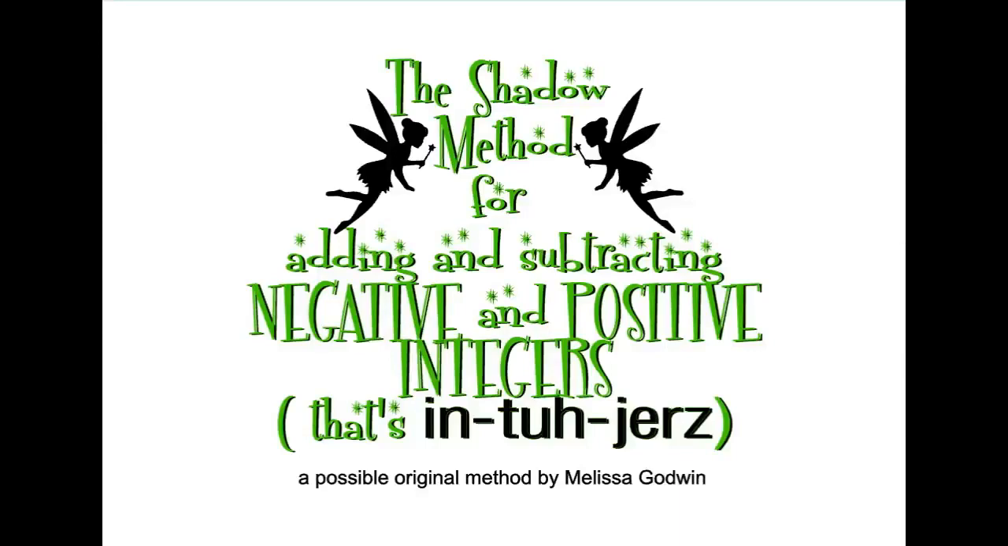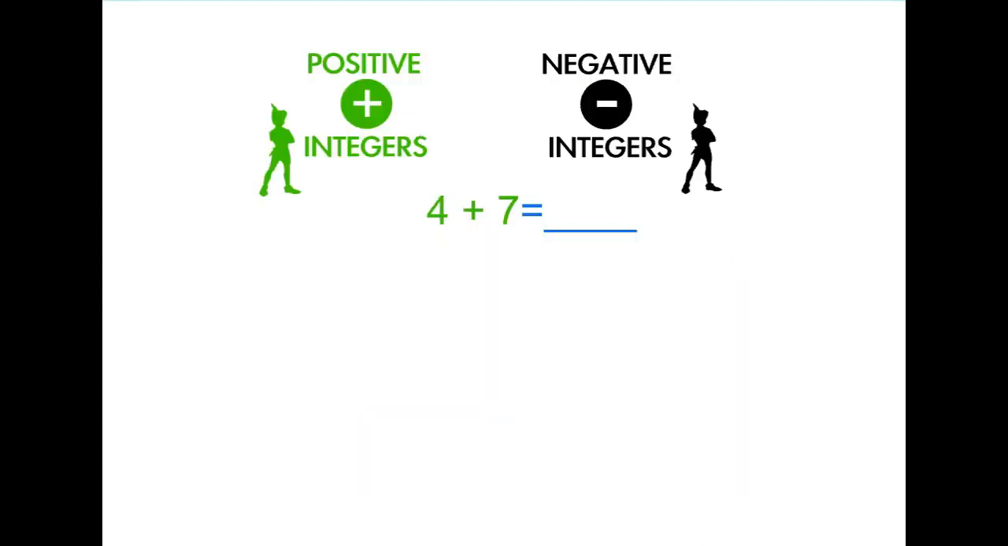This is the shadow method for adding and subtracting negative and positive integers. That's integers. A possible original method by yours truly, Melissa Godwin. So when we're talking about positive integers in this video, they're going to be represented in green. And negative integers are going to be represented in black.